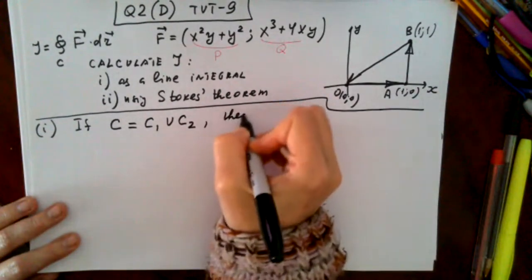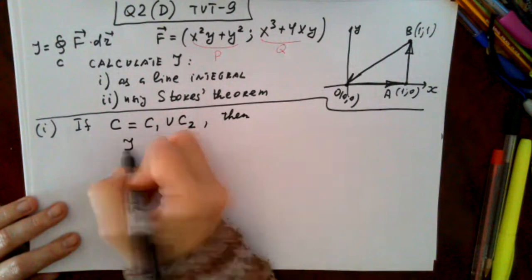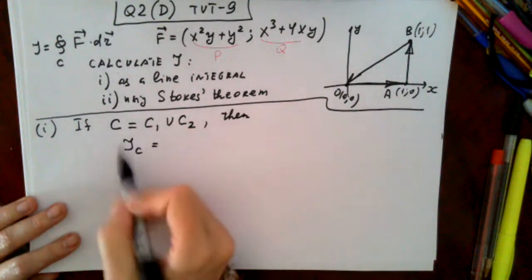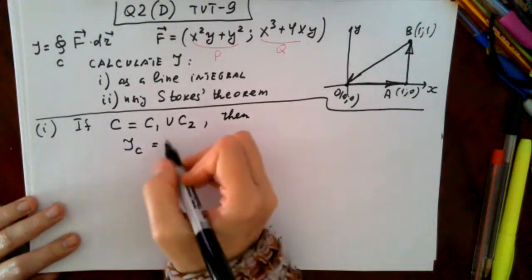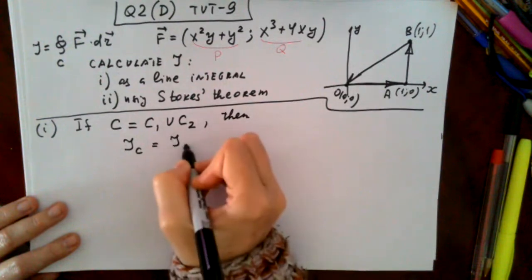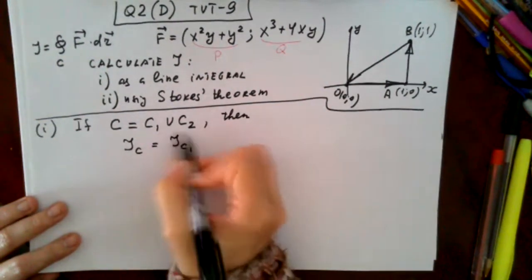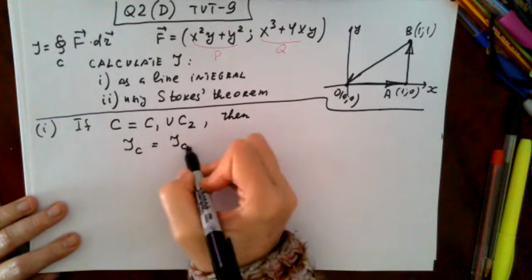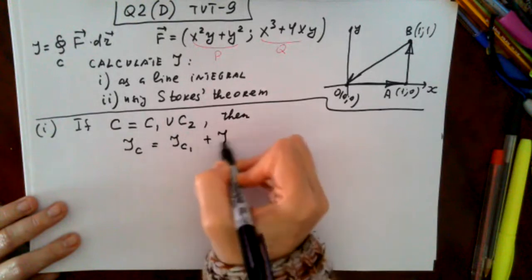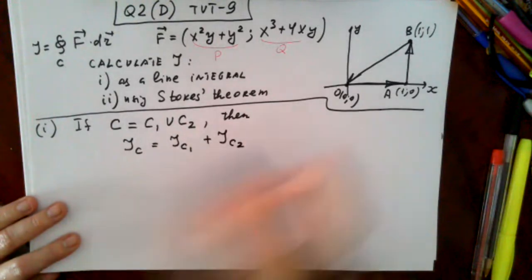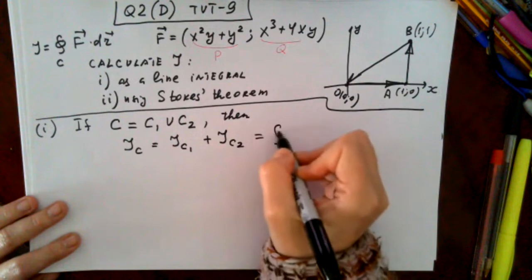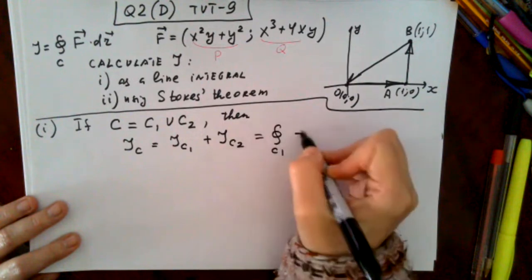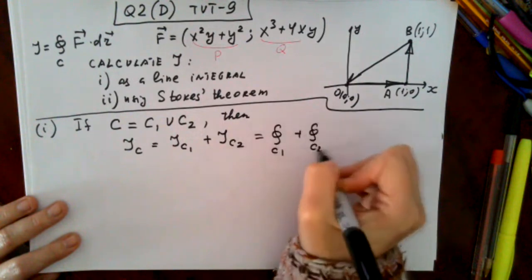Then our work integral along this path, let's denote it I_C, should be split into the sum of two integrals: the first integral of the same expression along the first section, plus the integral along the second section. It can be written something like this: integral over C1 plus integral over C2.